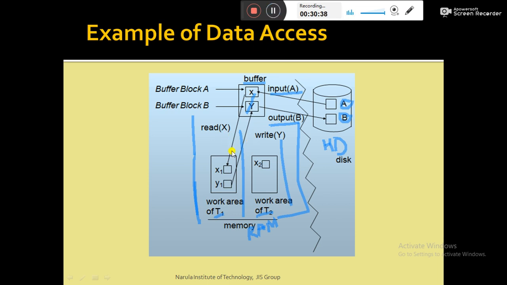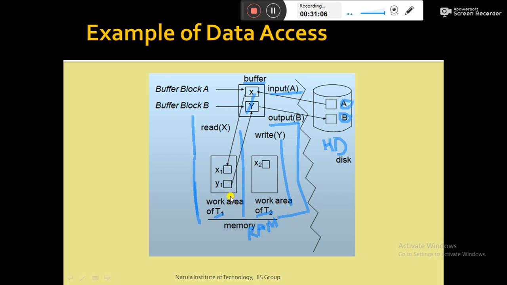And another important point: once the contents of x and y are copied from the buffer area to the private area, whatever updation the transaction does is going to happen temporarily on the data items x1 and y1. And once all the updation has been done, transaction T1 will initiate the write operation.